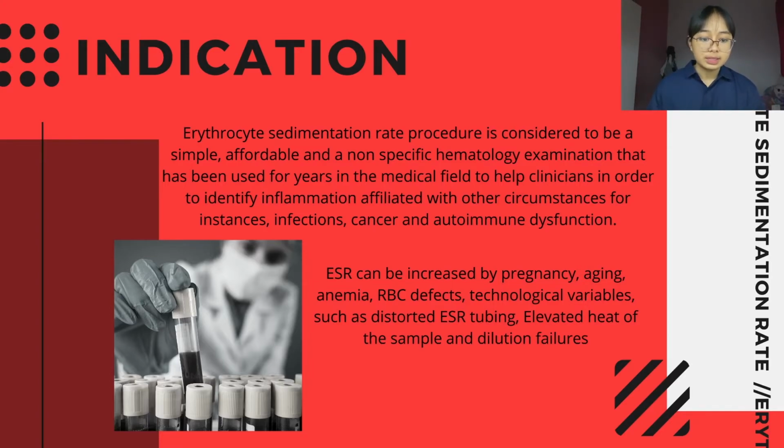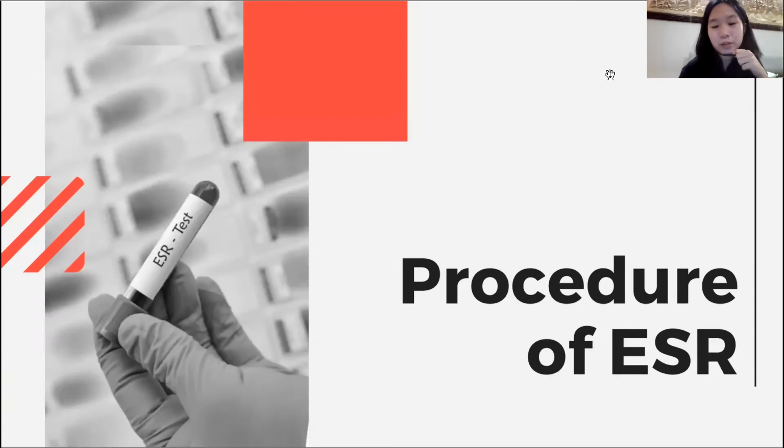There are varieties of factors that may affect the ESR procedure. Women appear to have significantly elevated erythrocyte sedimentation rate relative to men, and ESR can also increase by pregnancy and aging. And ESR may increase by anemia, RBC defects, technical variables such as distorted ESR tubing, elevated heat of the sample, and dilution value.